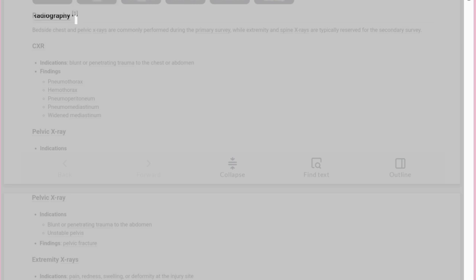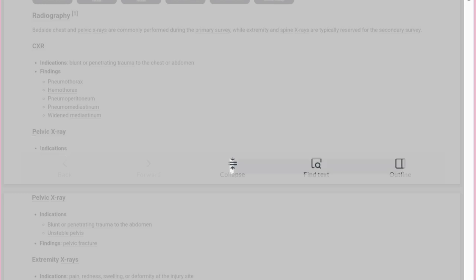Radiography. CXR. Indications: blunt or penetrating trauma to the chest or abdomen. Findings: pneumothorax, hemothorax, pneumoperitoneum, pneumomediastinum, widened mediastinum. Pelvic X-ray.